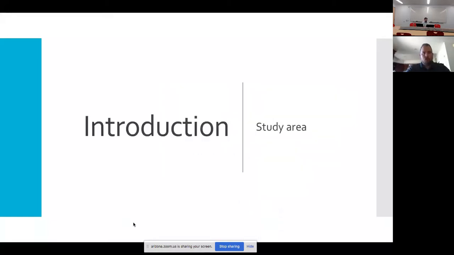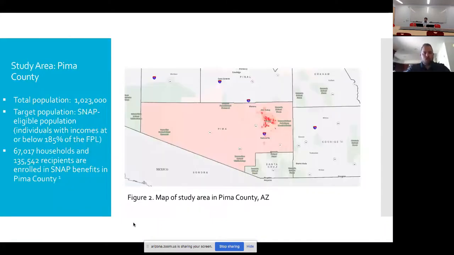Now we're moving on to the study area. So here's a map of the study area, which is Pima County, because our program serves the entire Pima County. Total population is just over 1 million. I went further and identified the target population, which is the SNAP eligible population and those low income individuals.